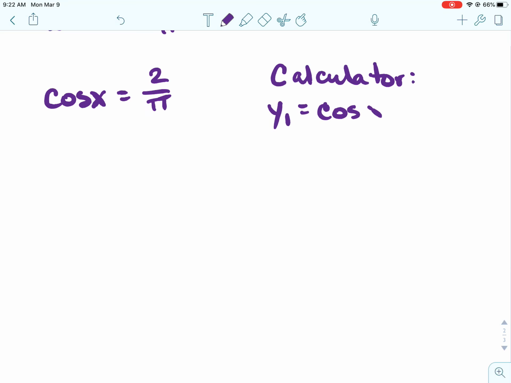So on your calculator, we're going to say that y1 is cosine of x. We're going to say that y2 is 2 over pi. Get that typed in, and then I'll help you with your window in just a second.